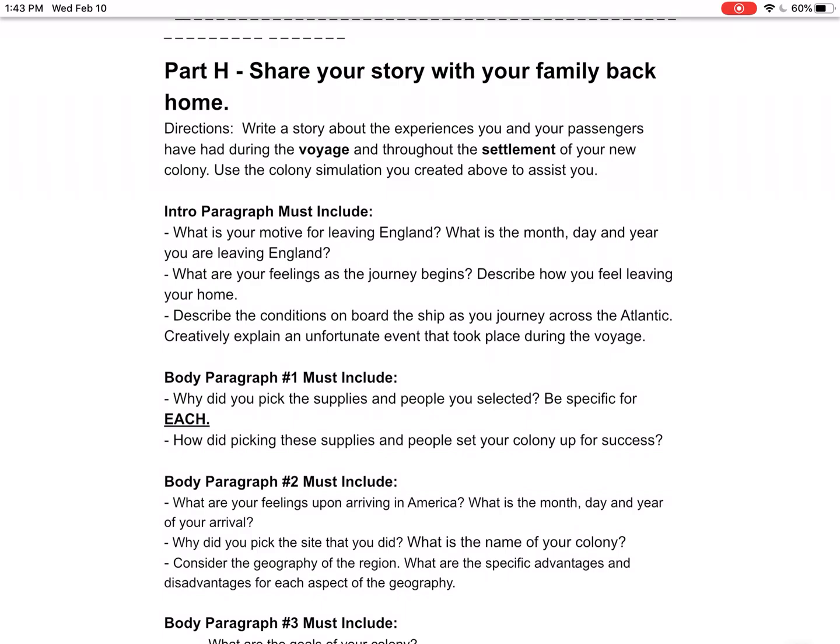What were the conditions on board like? What was it like on the ship? What was it like to live on a ship and then across the Atlantic Ocean? Creatively explain one unfortunate event that took place during this voyage.